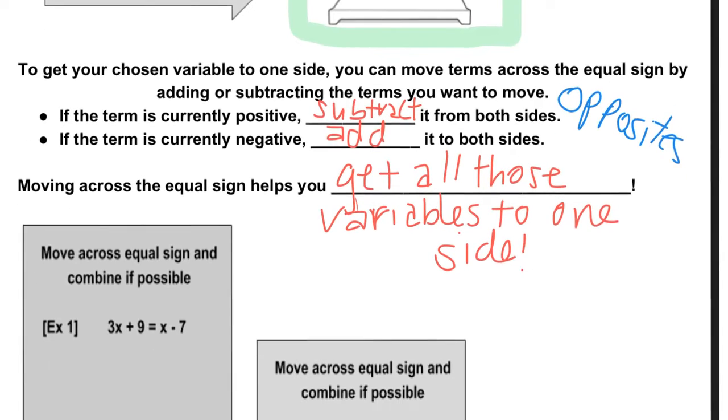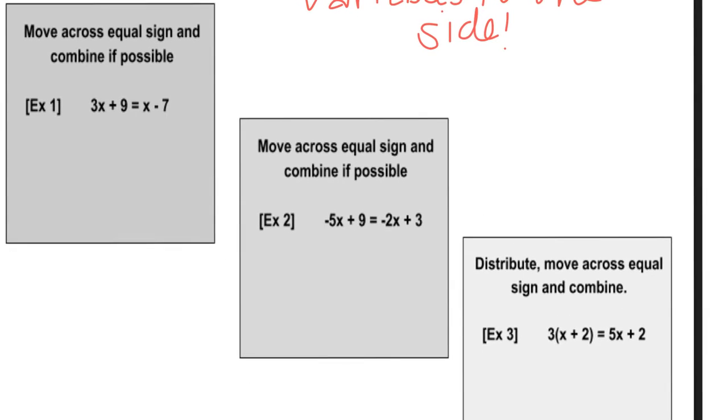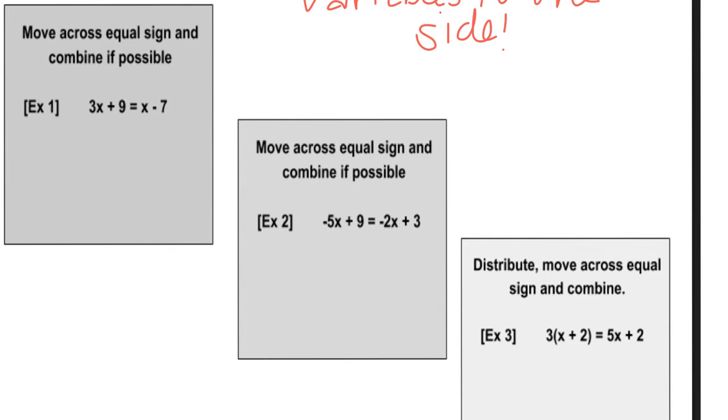So just like the other videos, we're going to go over a few equations here. Sometimes we will have to use some skills that we learned before, combining like terms or even distributing as well. So if we look at example 1, our instructions don't say to solve, but they say to move across the equal sign and then combine if possible. So we are looking just at the skill of moving and combining the variables. Once we start equations, you can also do it to the constants or the numbers that are by themselves.